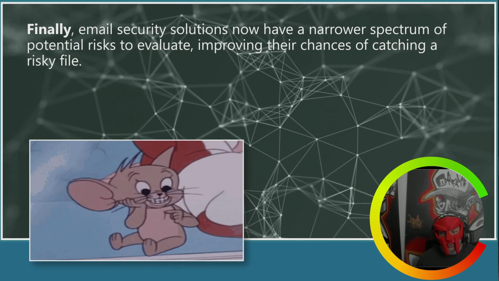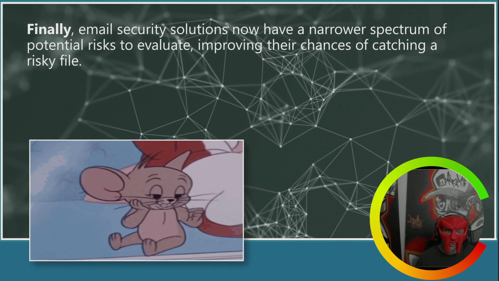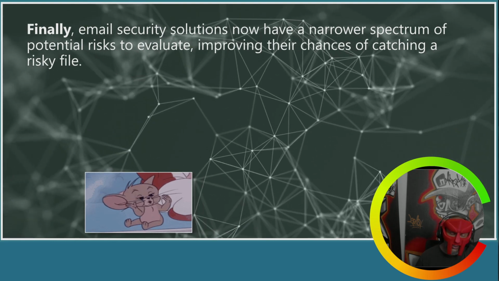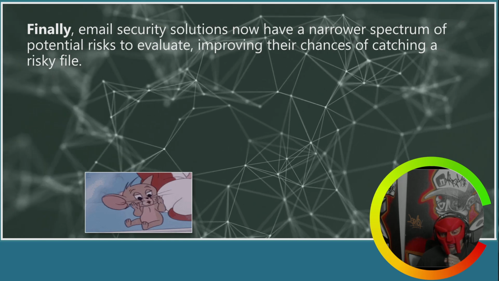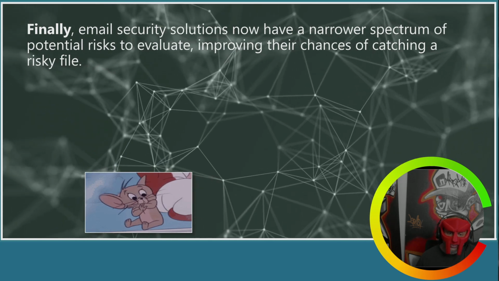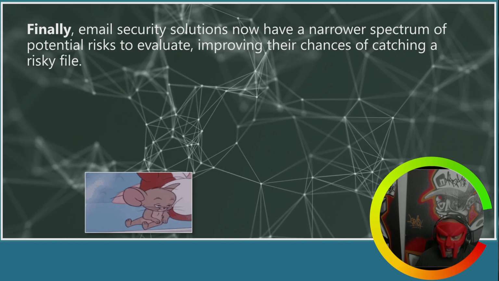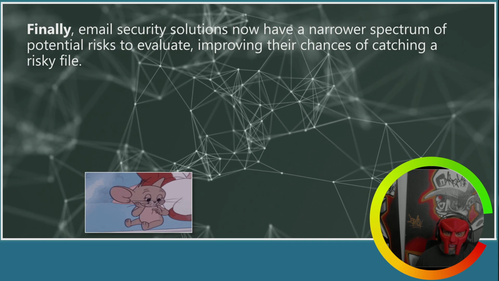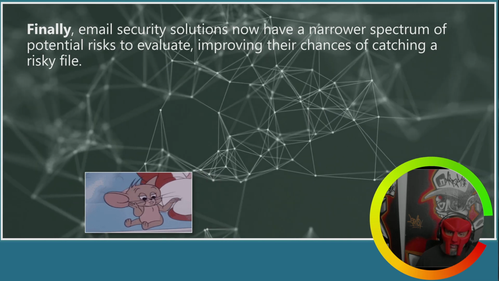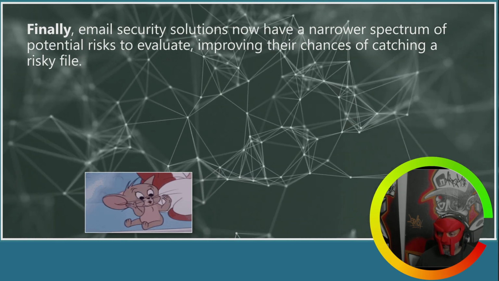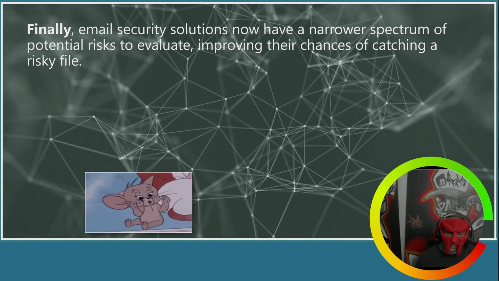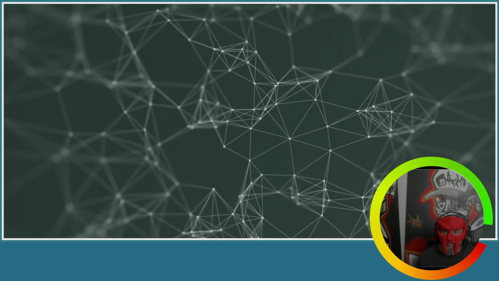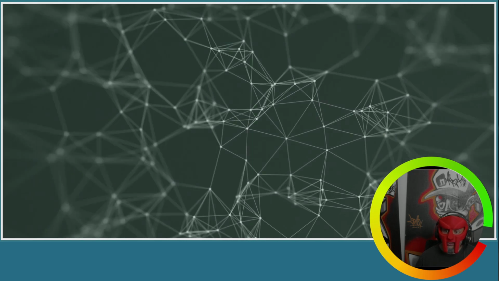Finally, email security solutions now have a narrower spectrum of potential risks to evaluate, improving their chances of catching a risky file. Now, that argument is based on Microsoft disabling macros by default. So, in essence, a file that's downloaded from the internet couldn't have a macro enabled or wouldn't really need to be scanned because macros would be disabled, this, that, and the other thing. But even that, I don't see that as being a legitimate reason or anything that we could sleep better at night about. And that's the news.